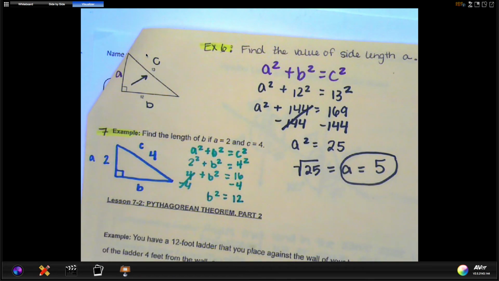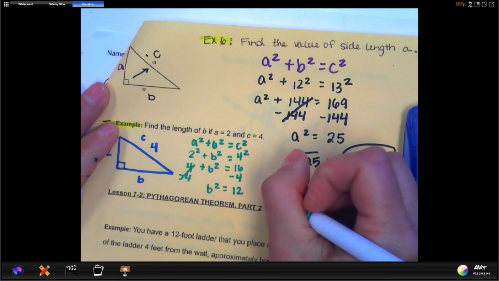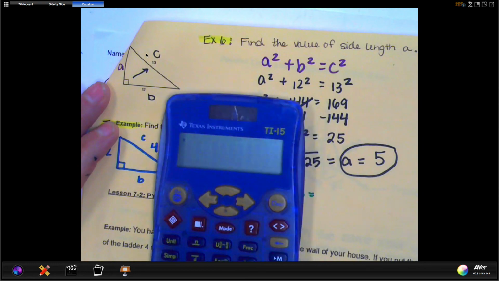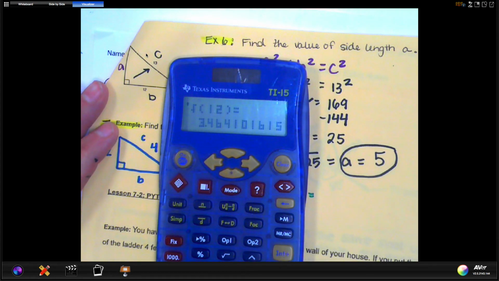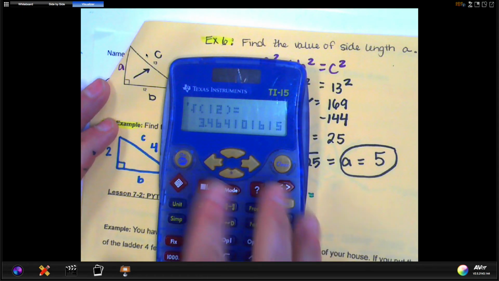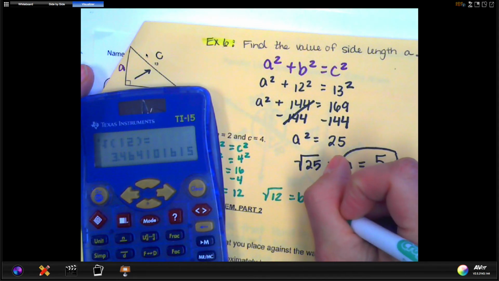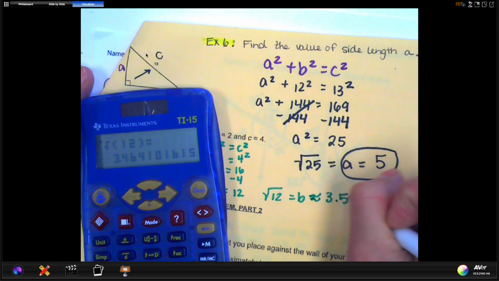So what number times itself gives us 12? Well, that one's a hard one to figure out in our head. So you want to make sure you're using your calculator here. So the square root of 12 is going to give me the value of b. So let's figure that out. On your calculator, square root of 12, end your parenthesis, equal. And you get this big long decimal because it's not a perfect square. So we'll round it to the nearest tenth. 3.464 we'll round to about, and so we make a squiggly equal sign, 3.5 is our b value.